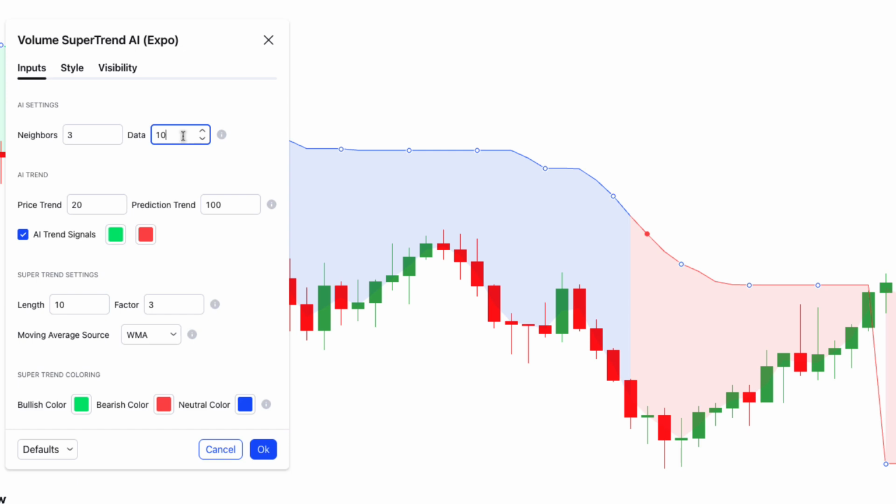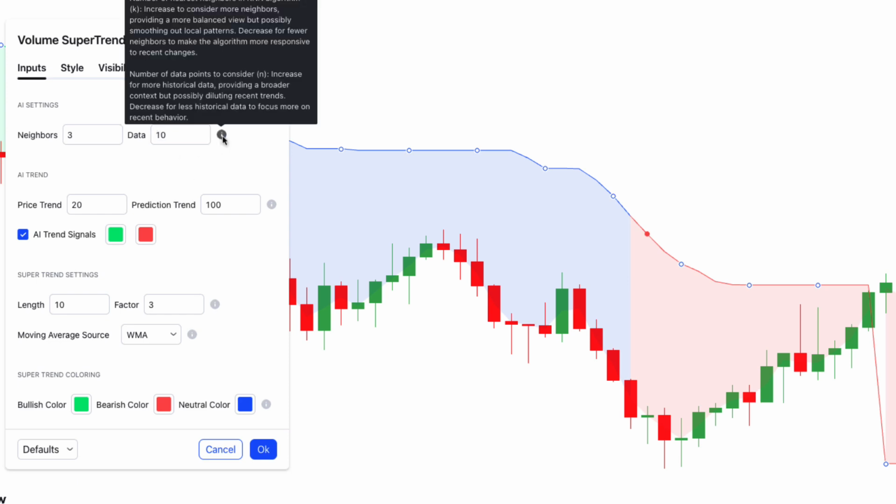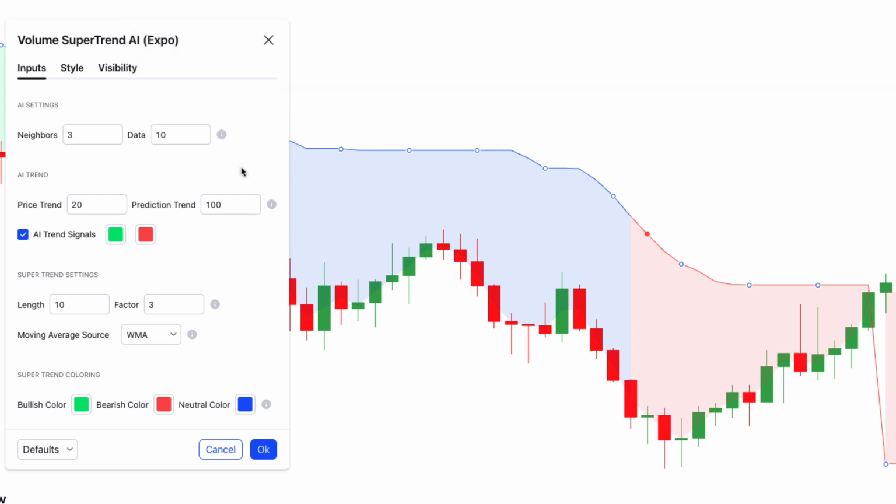Additionally, altering the data quantity can modify the indicator's focus on recent market trends. A reduced data number makes the indicator hone in on the latest market behaviors, while increasing it incorporates a more extensive historical context into the trend analysis. For this strategy, we're going to maintain a default setting of 10, providing a balanced perspective.